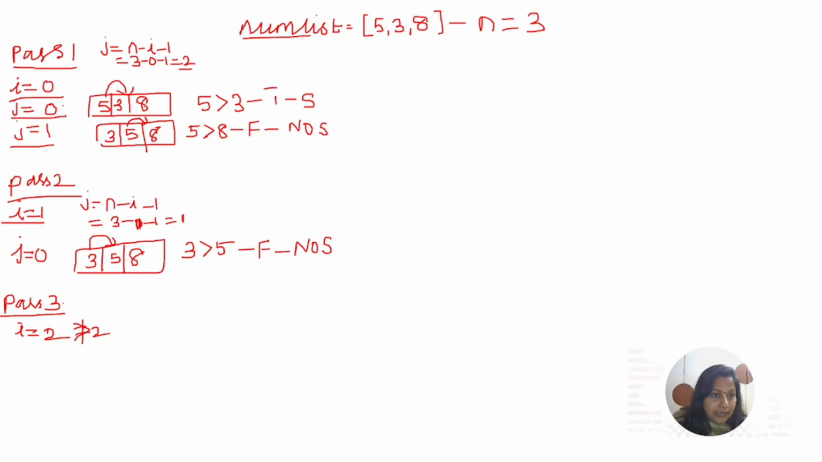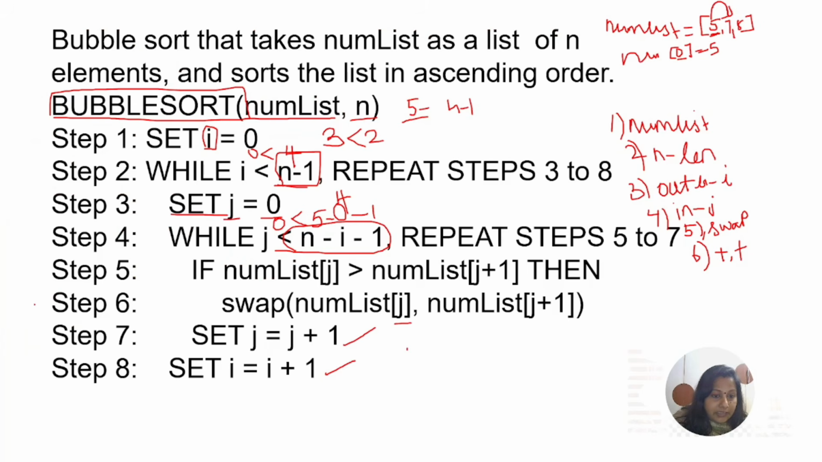So 5, 3, 8. First it is going to take 0 to 1 and it is doing the comparison. 5 is greater than 3. The condition is true, then it will do the swapping. Now j equal to 1. After that it is changing to j equal to 1, because you can see here we have done the j equal to j plus 1 inside the while loop.